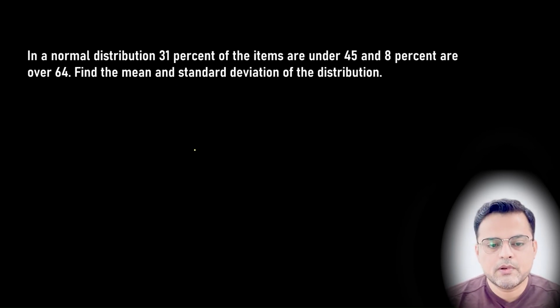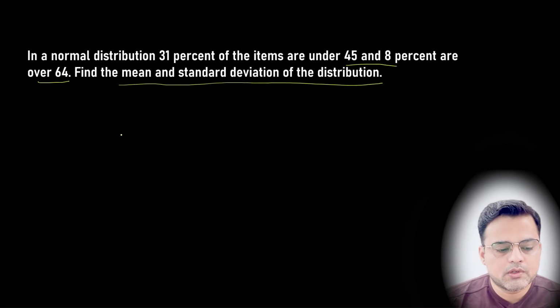Now let's see an example. So in a normal distribution, 31% of the items are under 45 and 8% are over 64. Find the mean and standard deviation of the distribution. So let's plot the normal curve.